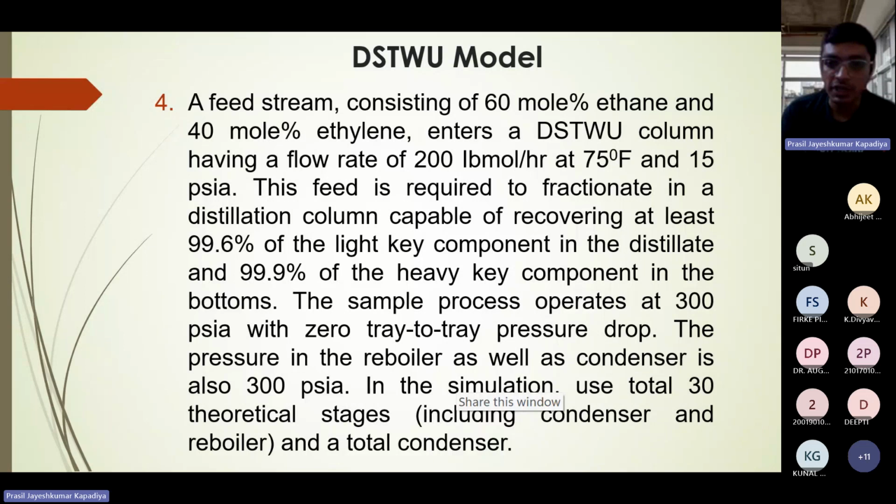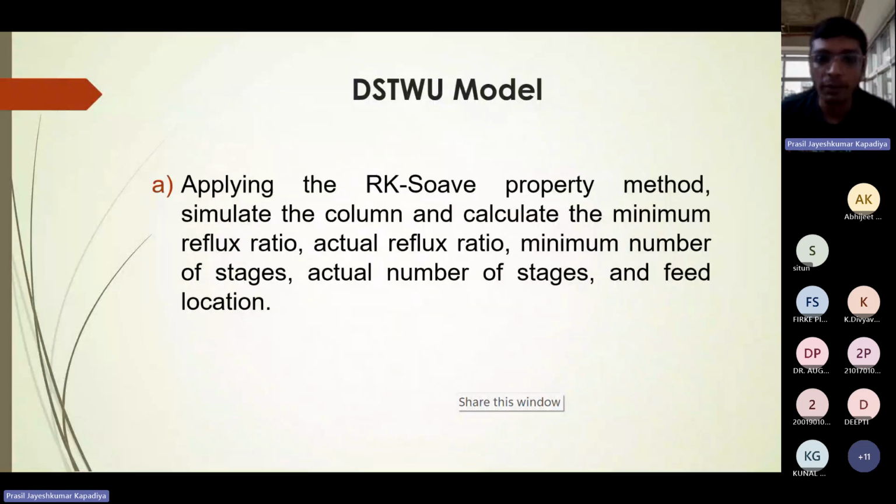The process operates at 300 psi with zero pressure drop. So there is no pressure drop in our distillation column, and the column is operated at 300 psi pressure. The pressure in the reboiler as well as the condenser is the same. There is no need to write this sentence because it is already written that there is no pressure drop. So the whole column will be at 300 psi pressure. In the simulation, use a total of 30 theoretical stages, including condenser and reboiler. So applying the RK property method, simulate this column and calculate the required parameters.